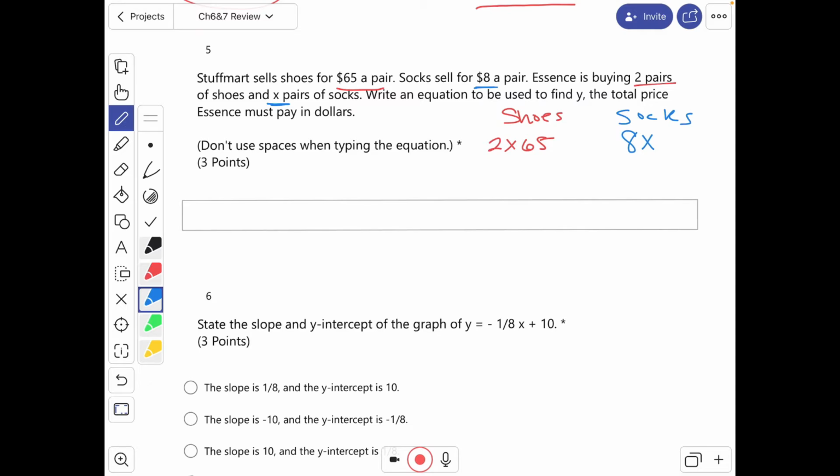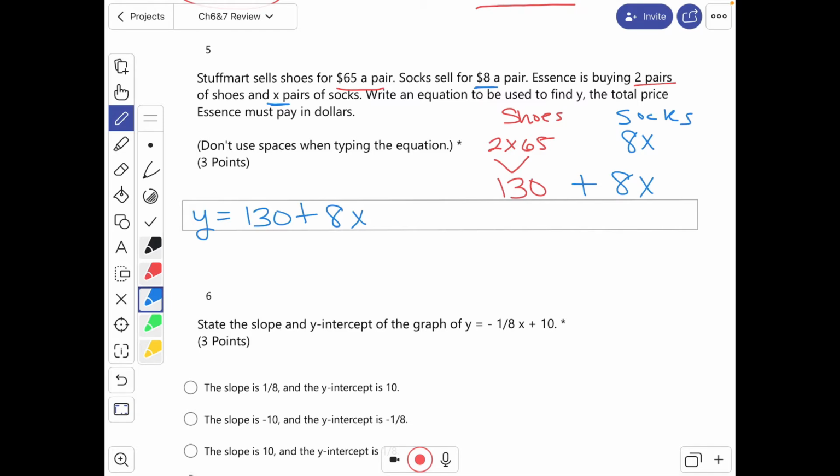Let's go ahead and work out what they gave us. They gave us the 2 times 65, so let's go ahead and work that out. 2 times 65 is 130. So 130 plus 8 times x for the socks. There's our equation. Y equals 130 plus 8 times x.